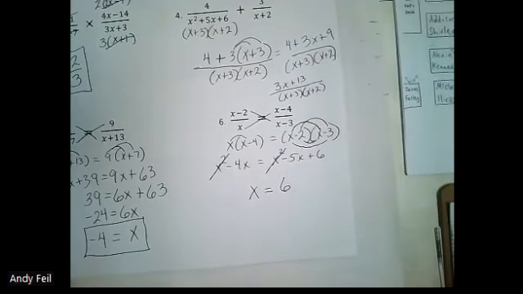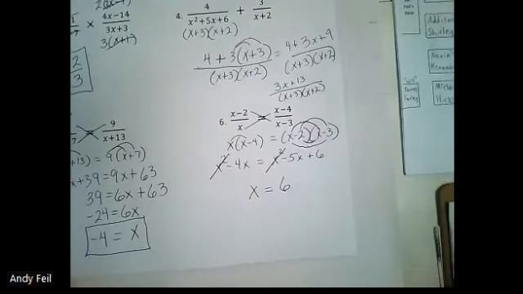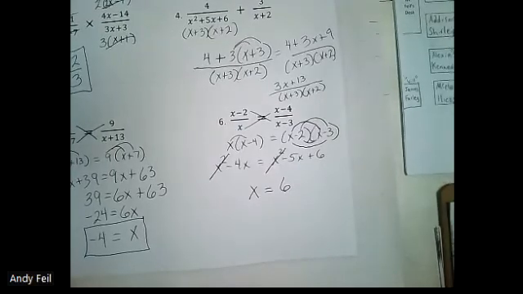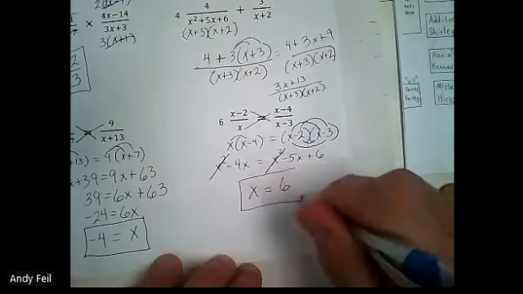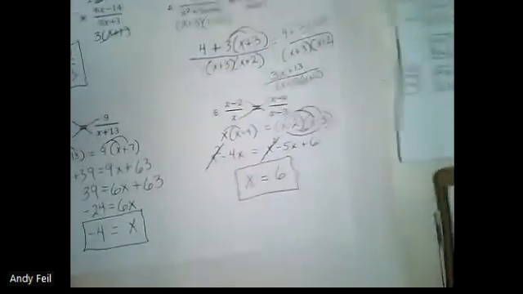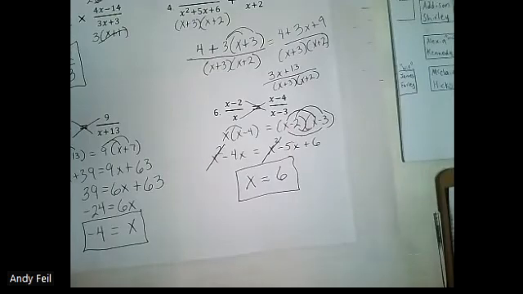So now what do I got to do to get x all by itself? It's already by itself. Do we have to do anything else? Nope, all done. X equals 6. How'd you do? Okay, because I think most of you got at least this far.